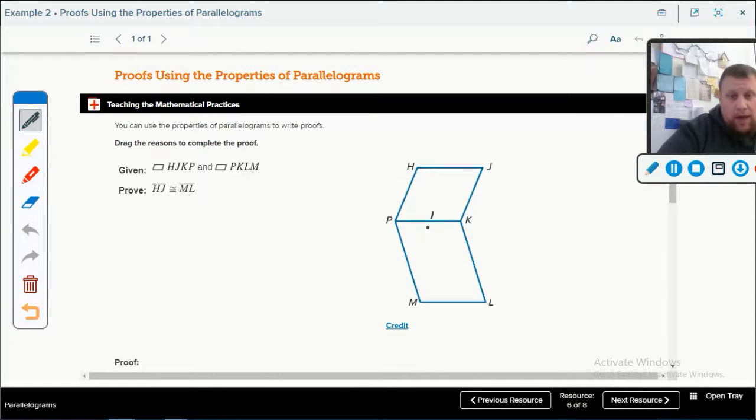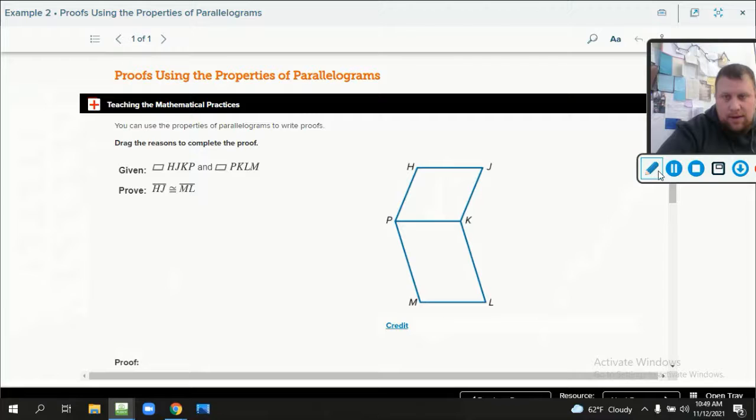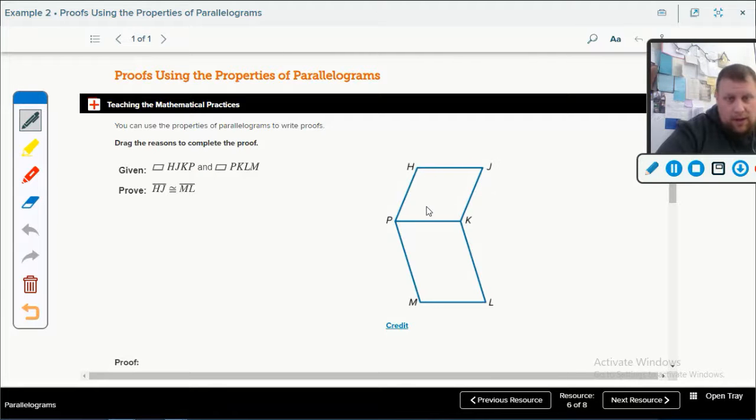We know that PK and HJ are congruent. I also know that PK and LM are congruent. So basically that tells me that HJ is congruent to ML, which is what we need to prove. But let's go about that the right way.